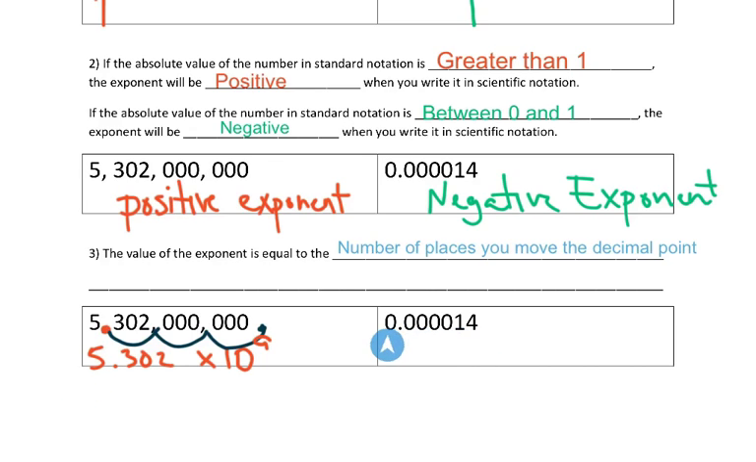Let's take a look at this one here. So we're going to put the decimal point after the first non-zero digit, which is right there in between the 1 and the 4. So the decimal point goes there. You can see where it was originally, right there. So I have to move it 1, 2, 3, 4, 5 times. So since I moved the decimal point 5 times, the exponent has to have a 5 in it.